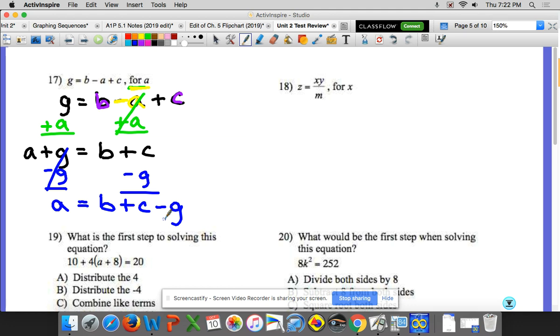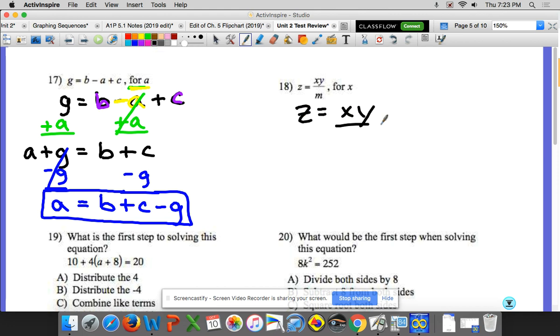Now you could still write negative G plus B plus C. The thing to remember is, guys, you can have it in a different order, but the signs have to be the same. So A has to be positive, B has to be positive, C has to be positive, and G has to be negative. All right, so for number 18, we have Z equals XY over M.